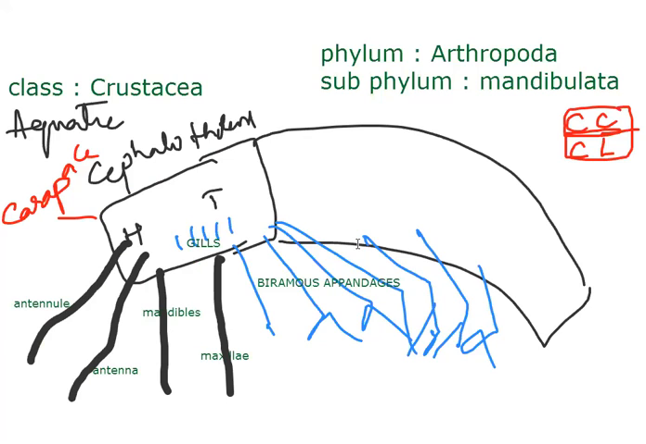Next, the excretory organs are green glands or antennary glands. Excretory organs are said to be the green glands or antennary glands. I am writing here: green glands or antennary glands.